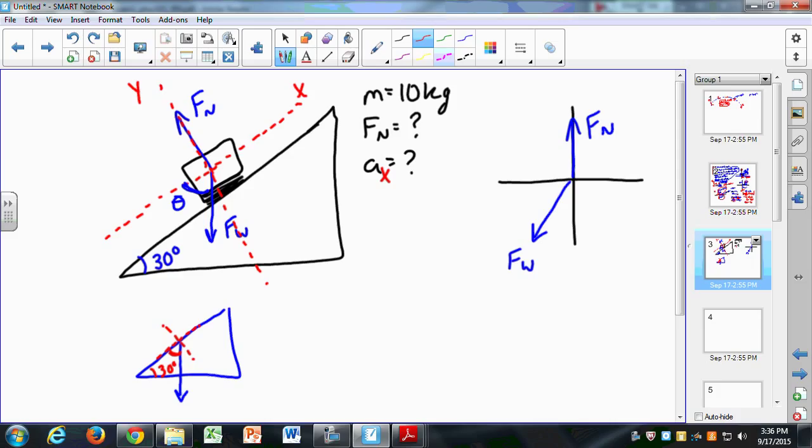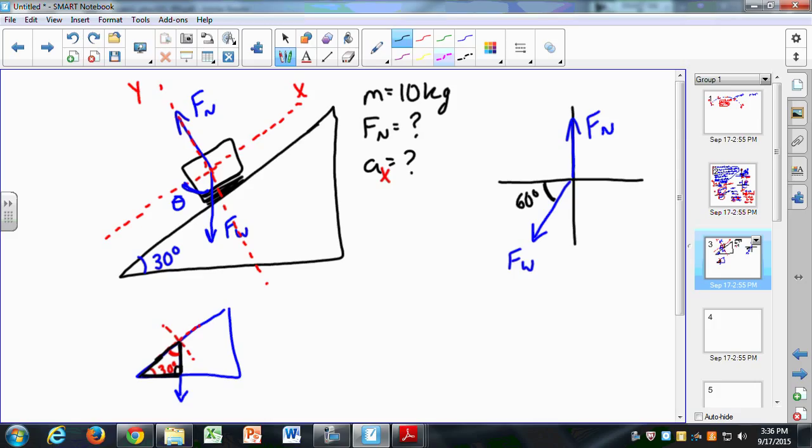It's not going to be 30, no. It's going to be 60, because look what I got here. I have a right triangle. It's hiding in here. I know that the angles of a right triangle add up to 180. I already have a 90-degree angle, so the remaining two angles have to add up to 90. So this angle right here is 60 degrees.